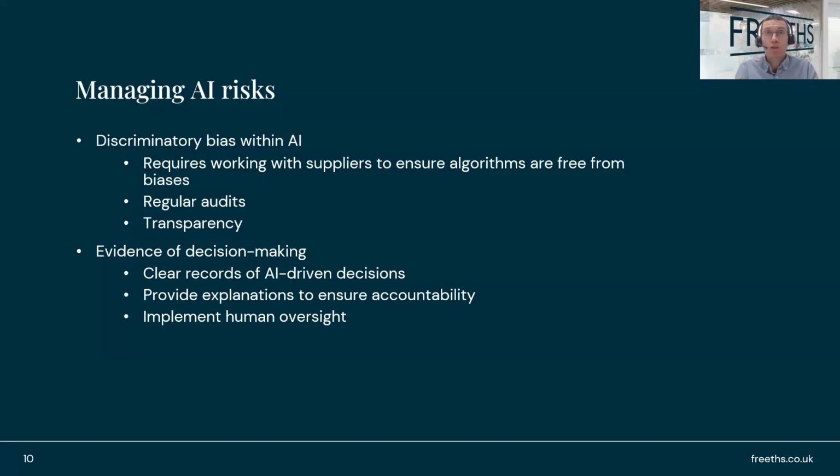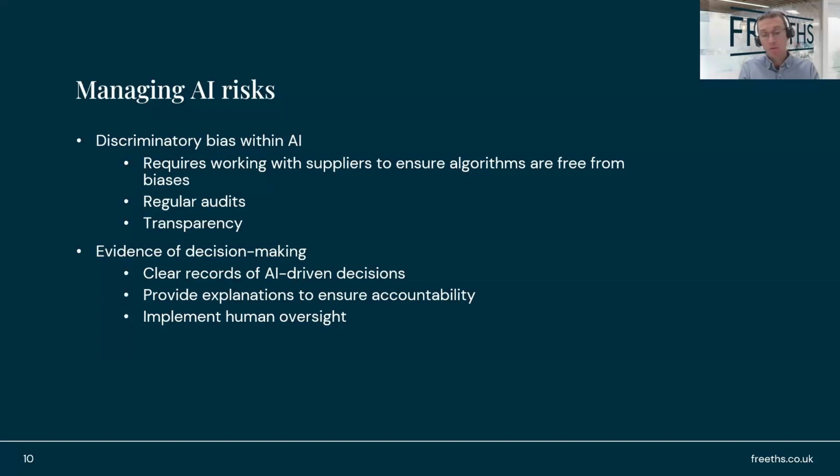Second issue to mention in terms of managing AI risks is the issue around evidence of decision making and accountability. So at the moment, if you face a discrimination claim in the employment tribunal from a candidate who says, I applied for a job, I wasn't recruited, I think it's because I'm female or because of my age or because of my disability or because of my race, whatever it was, at the tribunal, there will be a human witness that says, that wasn't the case, this is what happened.